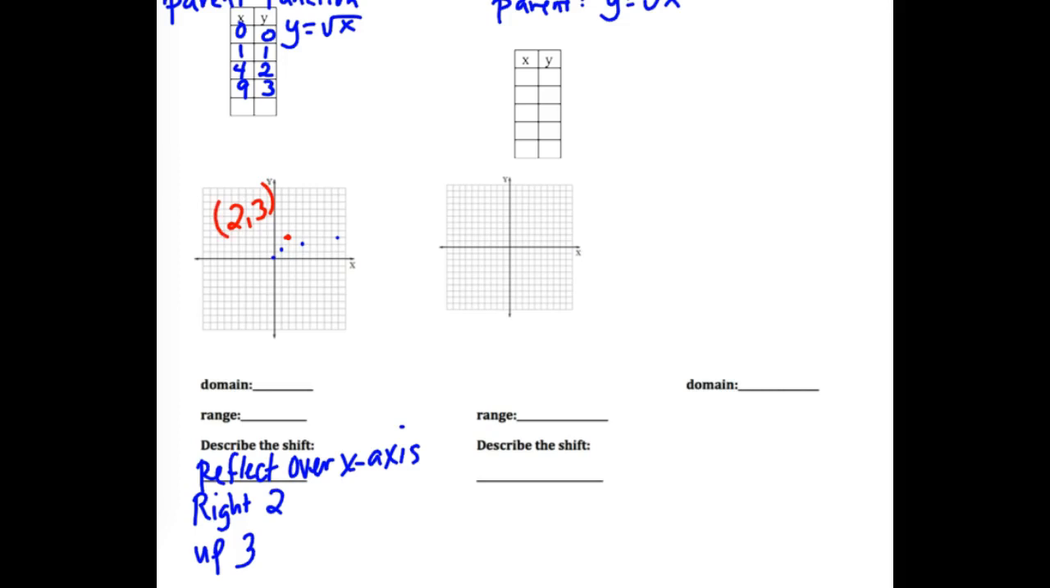The second point, the one at 1, 1, I'm going to reflect over the x-axis. It puts it down here at 1, negative 1. And then I'm going to move it to the right 2 and up 3. I end up with it being right there at the point 3, 2.